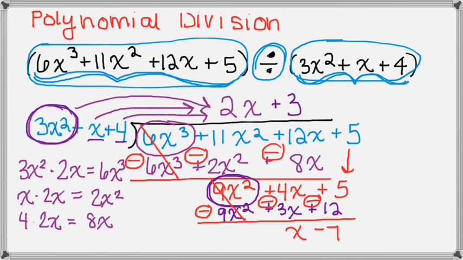And what tells me that I can't go any further is that here we have an x, and once you have a power that's smaller than the divisor's, this is just x to the 1, that always indicates to stop. So this here is our remainder.